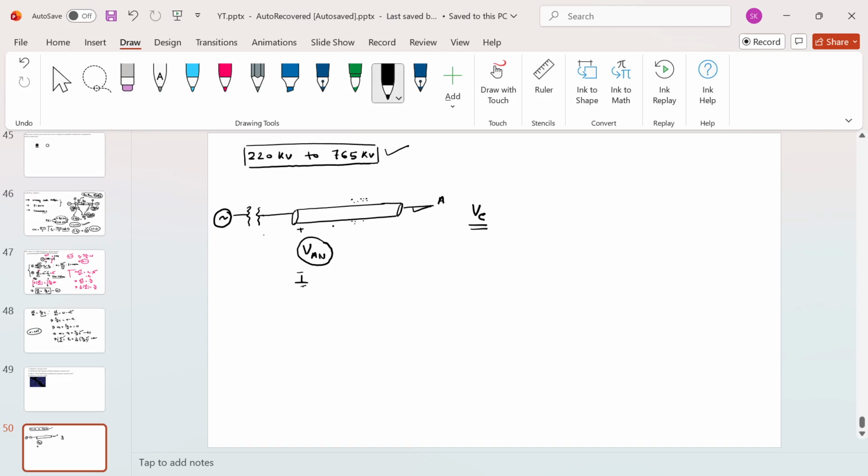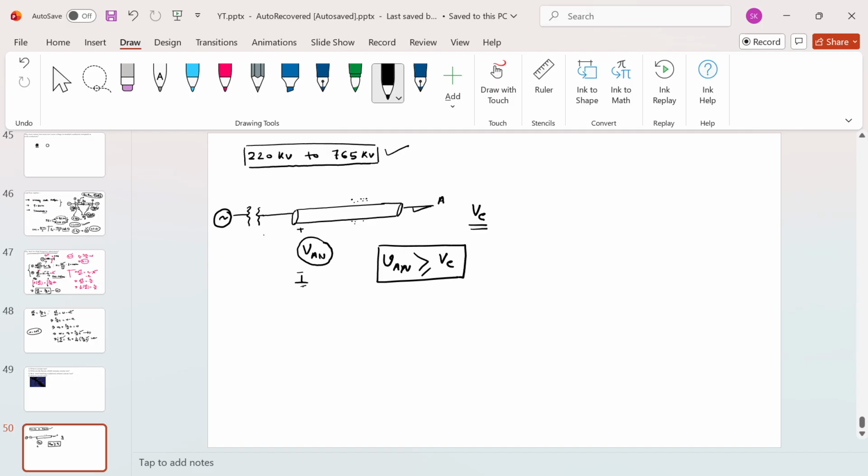You are transmitting the power at a high voltage level, and let's say your per phase voltage VAN is greater than or equal to the critical disruptive voltage. In that case, what will happen? The air located around the high voltage transmission line will get ionized, and because of that ionization, the air will behave as a conductor. Air is a dielectric medium and it has a dielectric breakdown voltage. Beyond that, if you increase the voltage level, the air will get ionized and behave as a conductor.